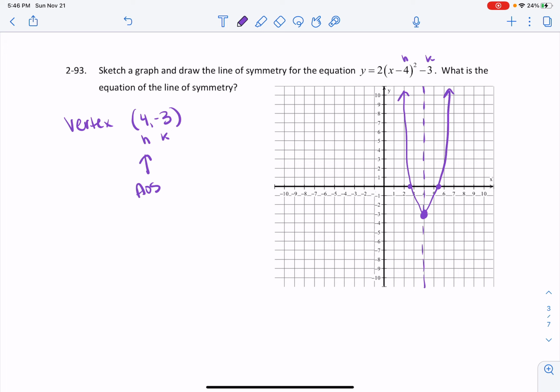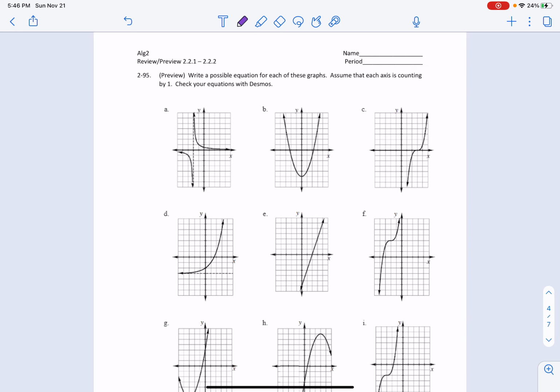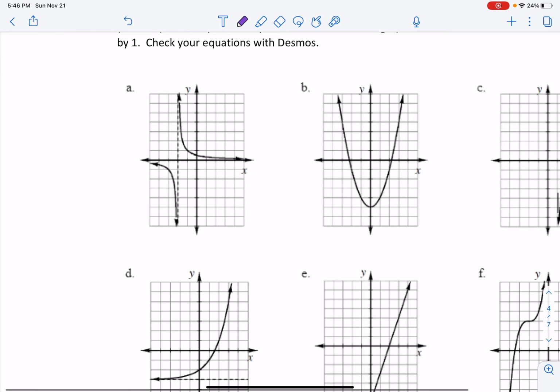Okay, so the next page wants us to write possible equations for these graphs. So what I think you should do is go to the 2.2.1 Desmos activity that we did. So you can see we already had those set up for you in Desmos with the sliders so you can play around with them. So what I'll do is I will give you what the equations are and what kind they are, but I think you should go through and actually look at those on your own.